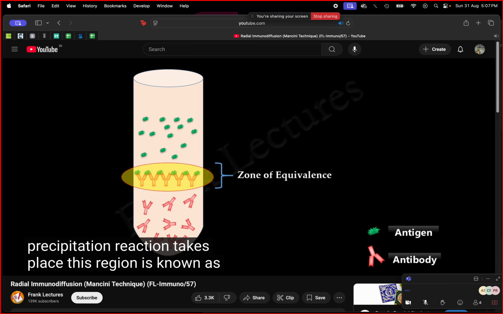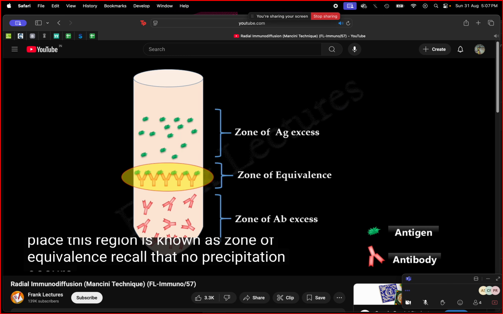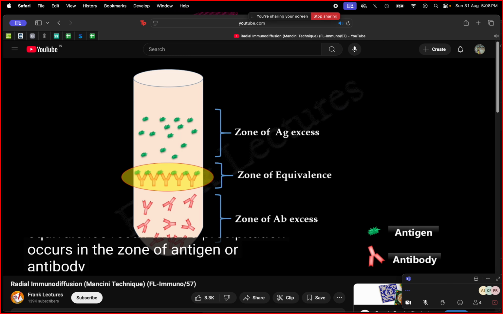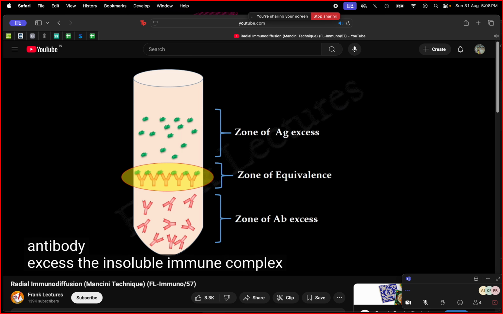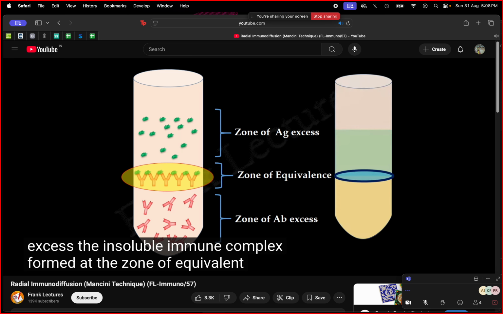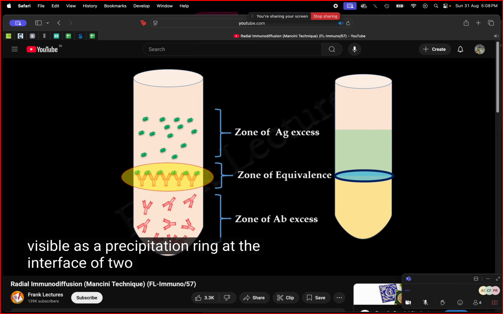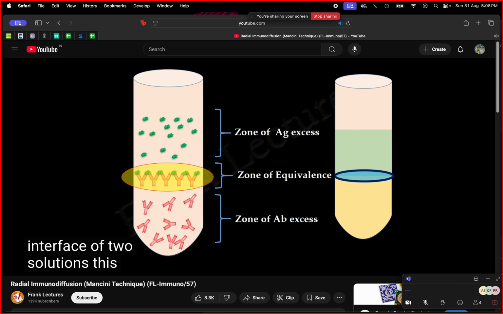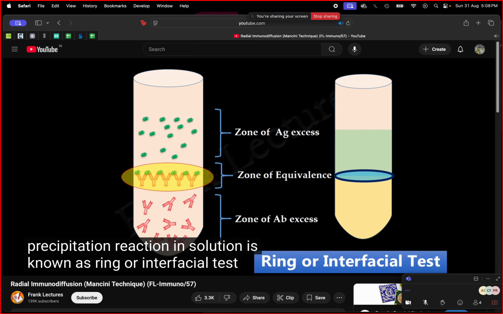This region is known as zone of equivalence. Recall that no precipitation occurs in the zone of antigen or antibody excess. The insoluble immune complex, formed at the zone of equivalence, is visible as a precipitation ring at the interface of two solutions. This test, illustrating the precipitation reaction in solution, is known as ring or interfacial test.